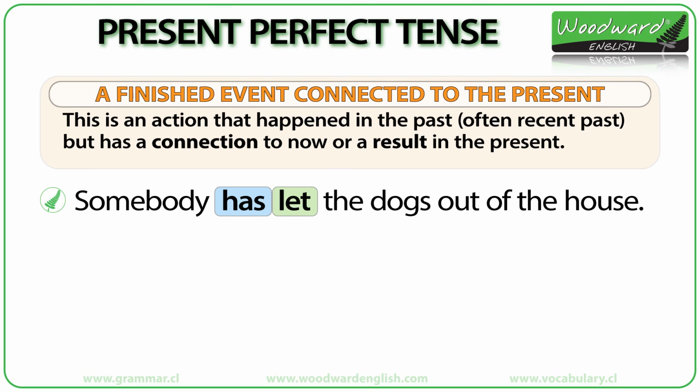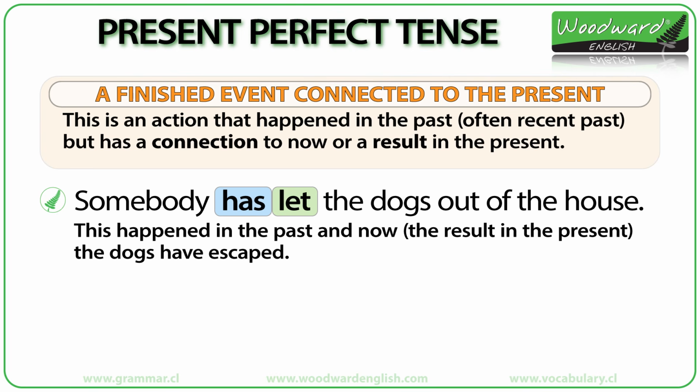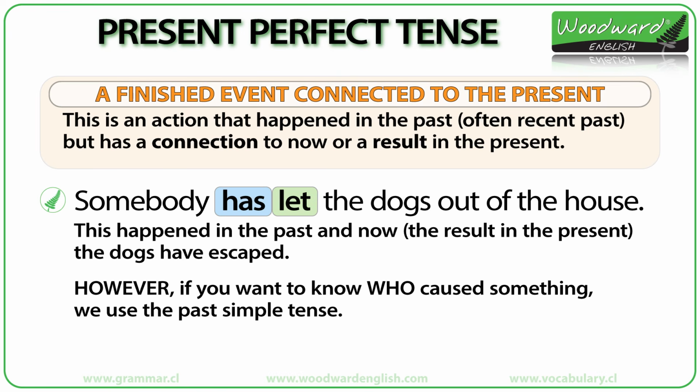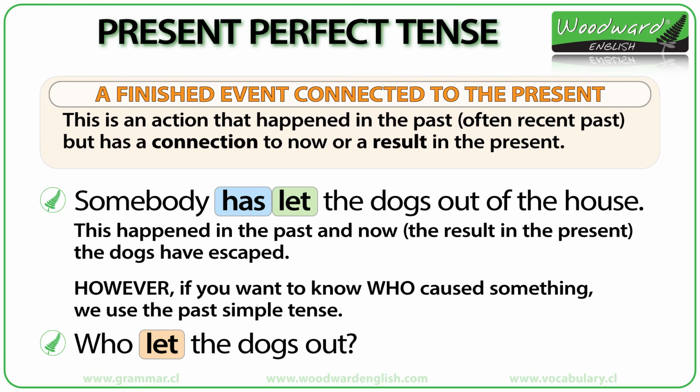Now look at this example. Somebody has let the dogs out of the house. This happened in the past, and now, the result in the present, the dogs have escaped. However, if you want to know who caused something, we use the past simple tense. So we say, who let the dogs out? Who let the dogs out? I bet the tune is in your head now.